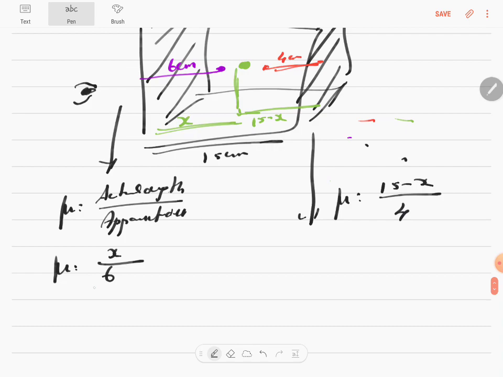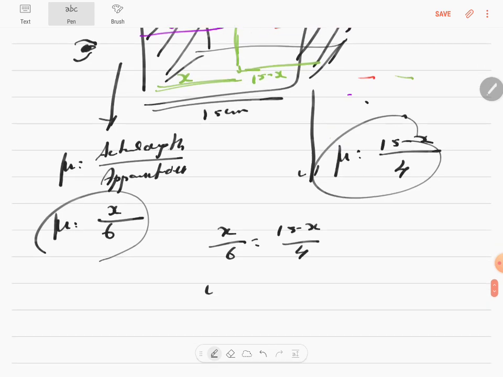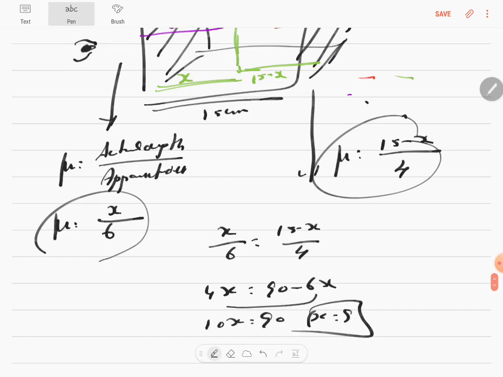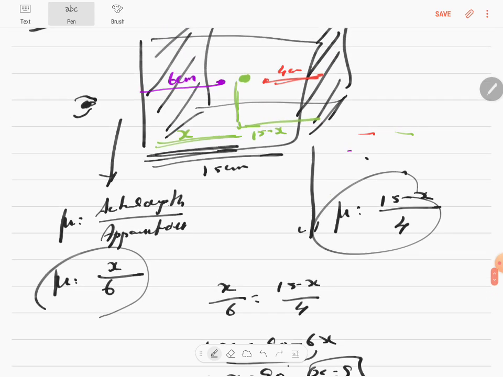But you know that both the refractive indices are the same. It's the same material. So x by 6 is equal to 15 minus x by 4. Therefore 4x is equal to 15 into 6, which is 90, minus 6x. So 10x is equal to 90 and x is equal to 9. Therefore you understand that from here it is 9 centimeter, the actual position of the object, and from the other side it's 15 minus 9, which is 6.